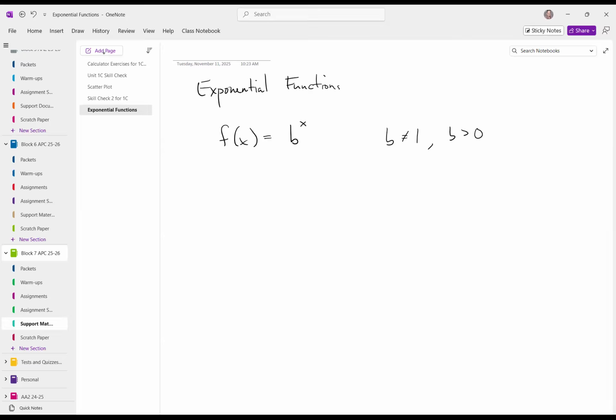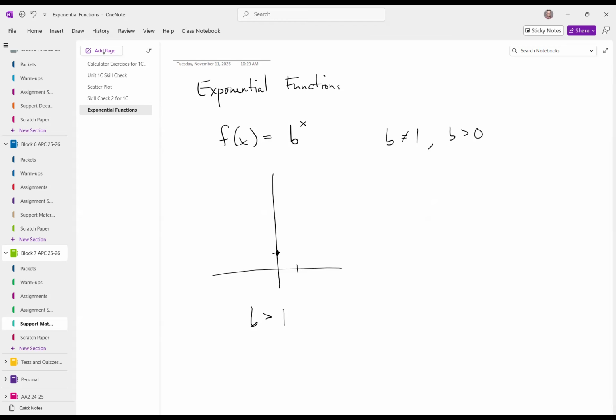Good question, though. So if b is greater than 1, I want to see 3 points. Anytime you graph an exponential function, I want to see 3 points. And the main one is kind of like the vertex, except it's not a vertex, 0, 1. The other point I want to see is 1, comma b. Now, what do we know about b?